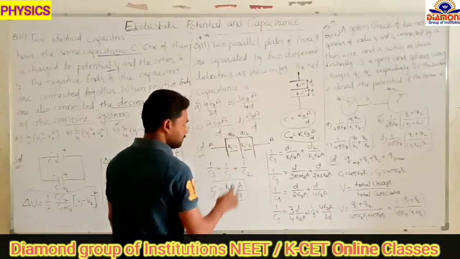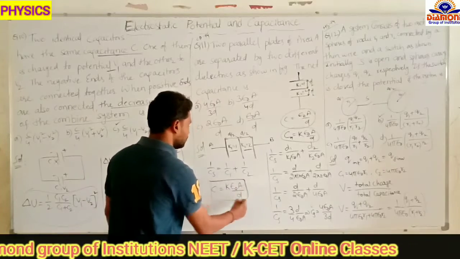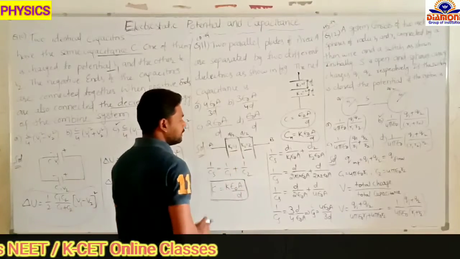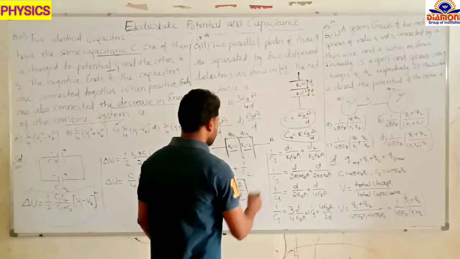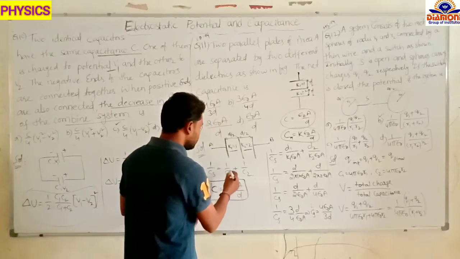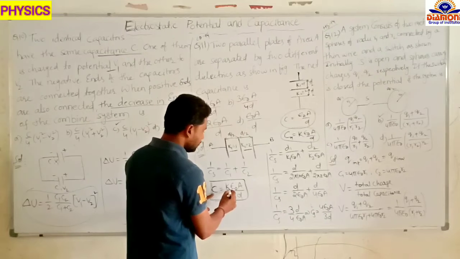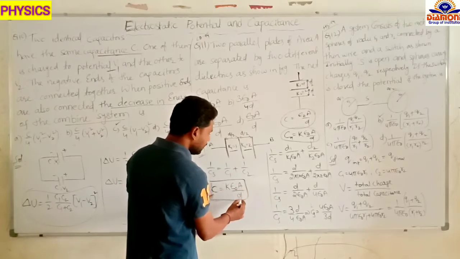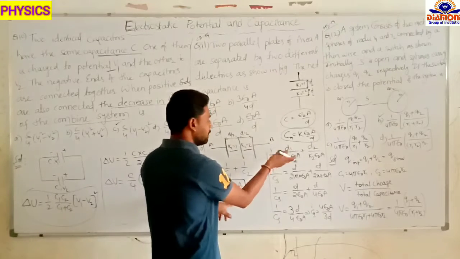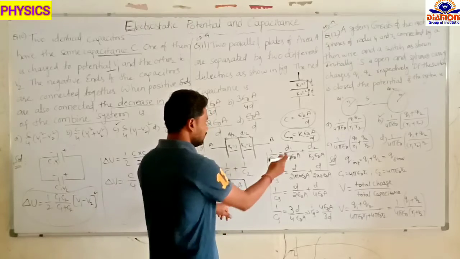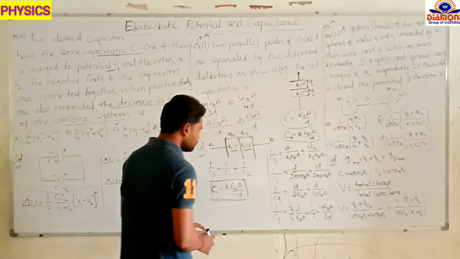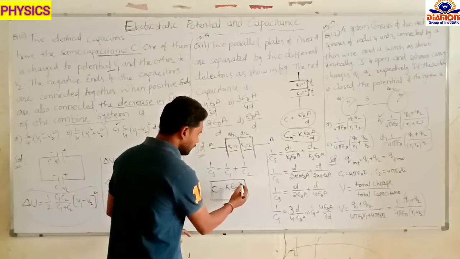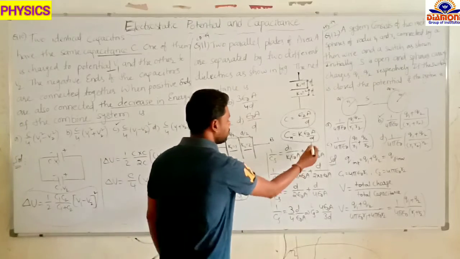Here we have the two capacitors. The capacitance formula, keeping the dielectric constant, is K epsilon naught A by D. So 1 by Cs equals 1 by C1 plus 1 by C2. From this, C1 is K1 epsilon naught A by D1, so 1 by C1 has D upside: D1 by K1 epsilon naught A. C2 is also the same, K2 epsilon naught A by D2, reversed, D2 by K2 epsilon naught A.